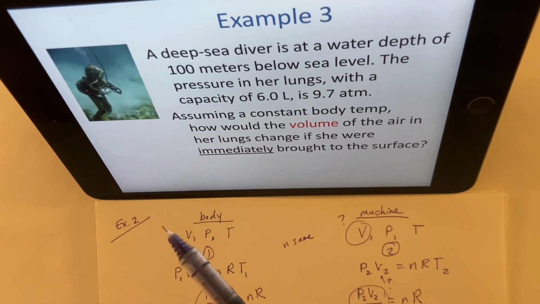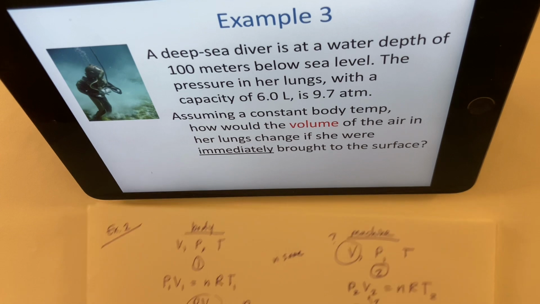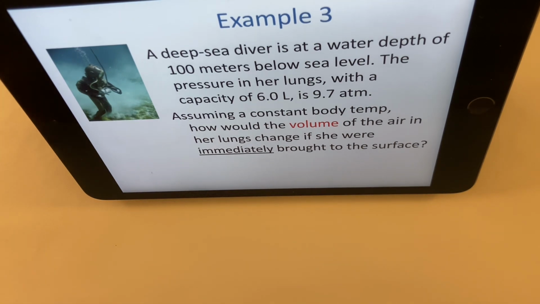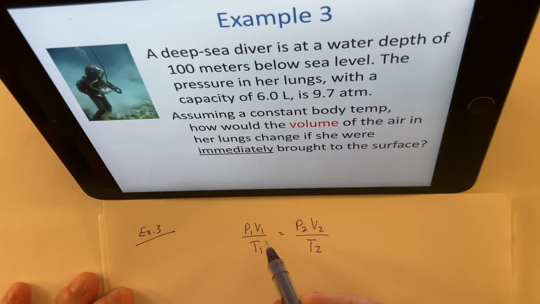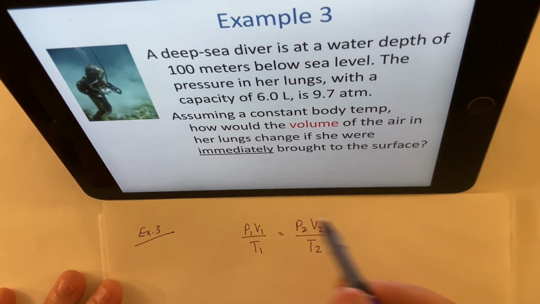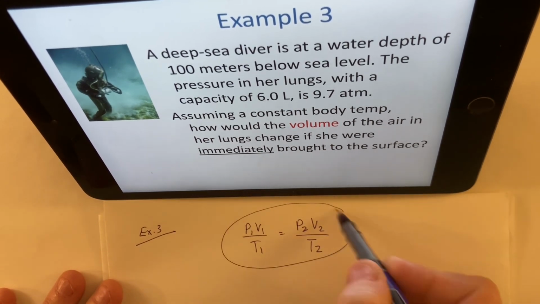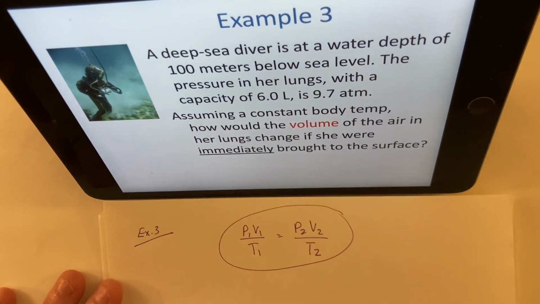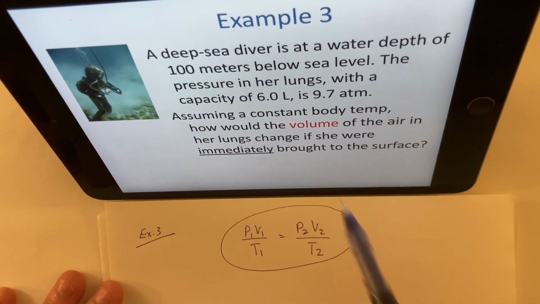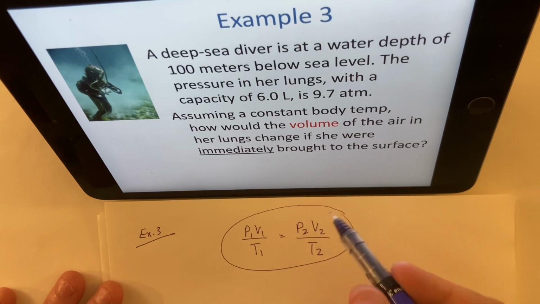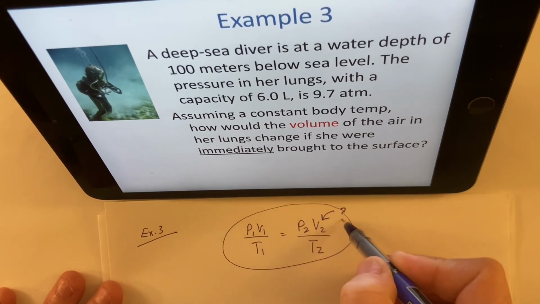So immediately, it's a quick, bring her up quick. It's probably not a good idea. I mean, she's probably going to experience the bends, but, bends aside, let's see how the volume of the air would change. So it's a change, so we're going to need this relationship of P1, V1, etc. We need this combined equation because we have this change. And we're trying to find out volume. We're trying to find that V2 again.